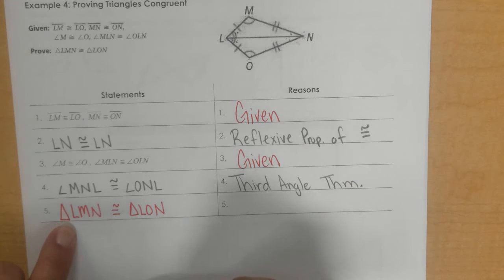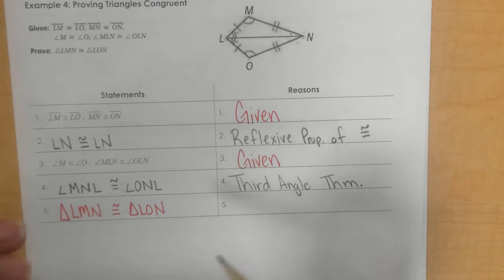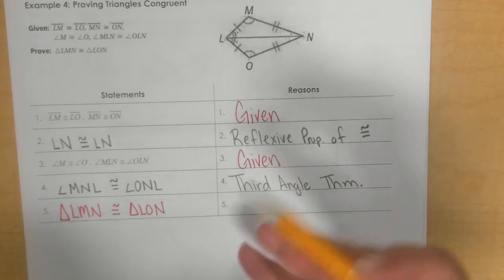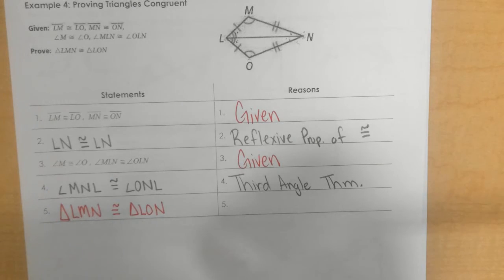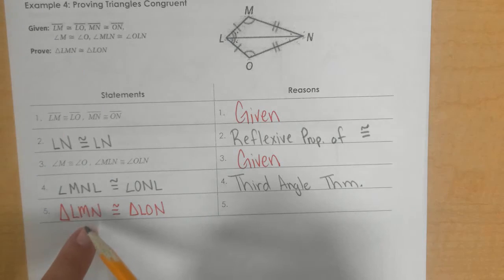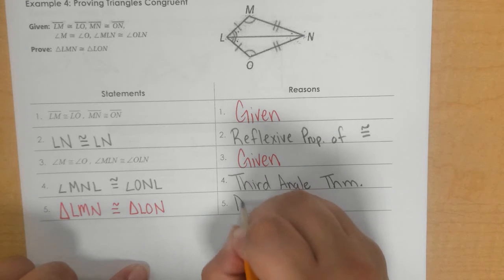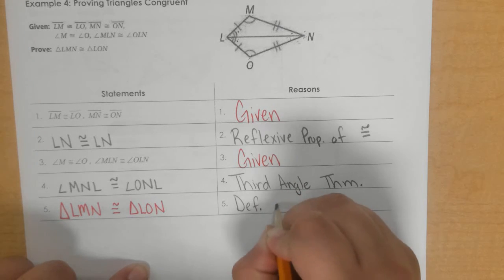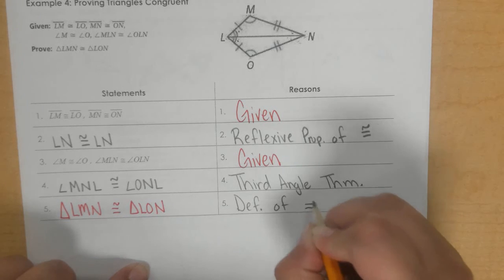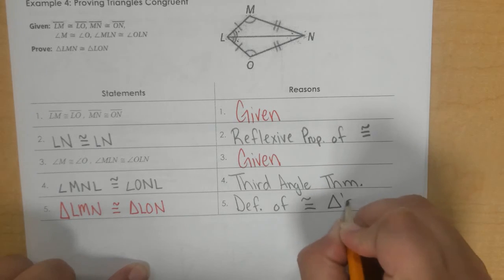Now that we know all the sides are congruent to each other, they all match up, and all of the angles match up and are congruent to each other, we can now say that the two triangles are congruent by the definition of congruent triangles.